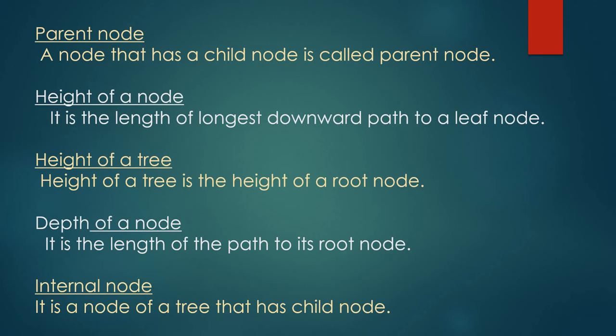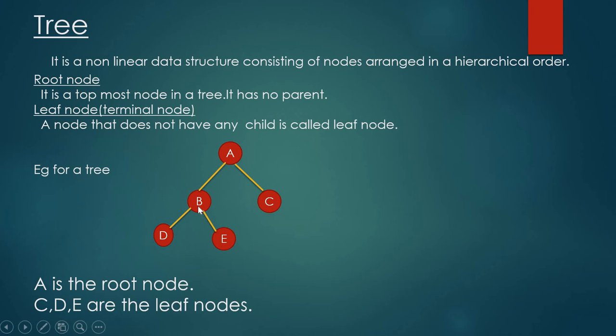Then the height of a node. Height means the length of the longest downward path to a leaf node. See here, B. The longest paths here are of equal length: the longest path means BD or BE.